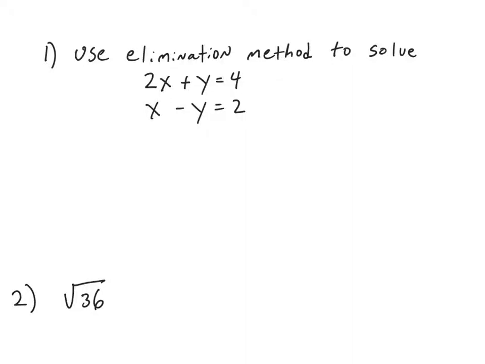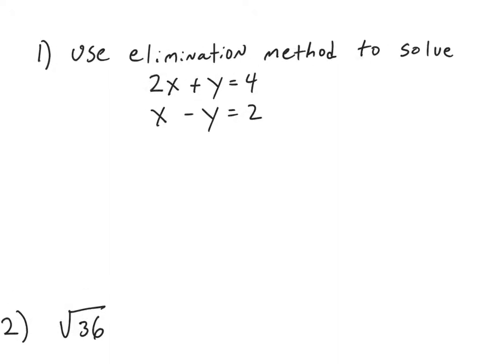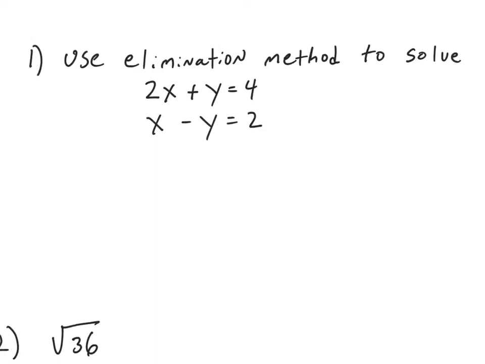This is the bell work for Monday, October 30th. On number 1 it says use the elimination method to solve 2x plus y equals 4 and x minus y is equal to 2. So this is a little different than what we did last week. Last week we were doing systems also, but we were using substitution. This week we're using elimination.